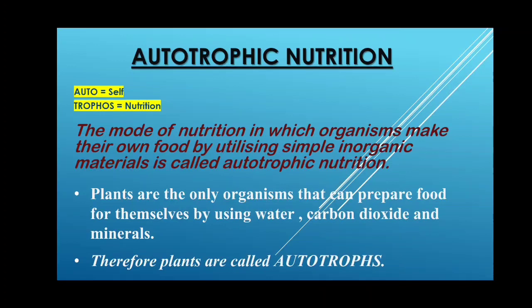Now, in this whole universe, plants are the only organisms that can prepare their own food. Plants are the only organisms that can prepare food by themselves, and so plants are known as autotrophs. So it's clear that organisms who can prepare their own food are known as autotrophs, and plants are the only organisms that can prepare food for themselves.